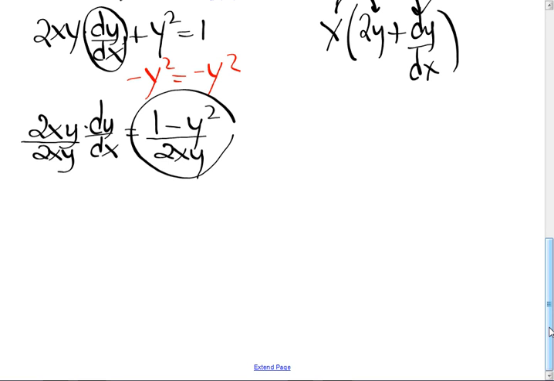No. I'm keeping this as a single thing. Y prime. First I subtract the y squared, and then I divide. This still stays this. So I'm sorry, I should have finished this. dy dx equals this.